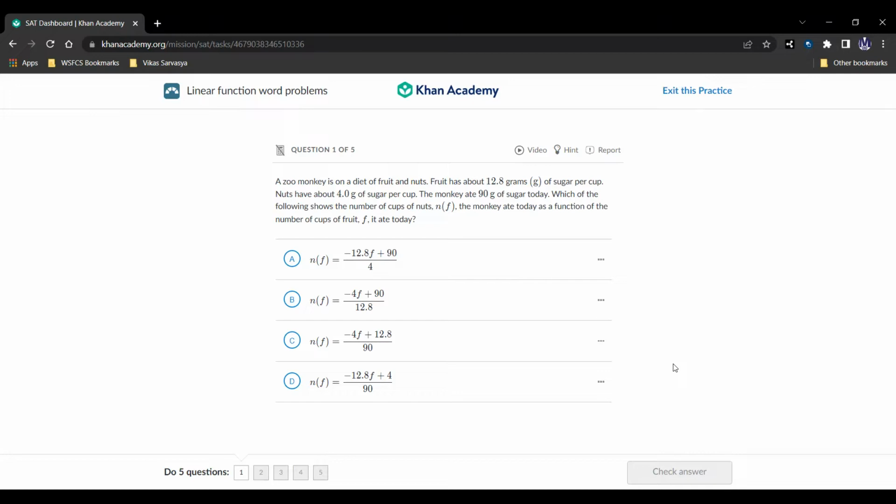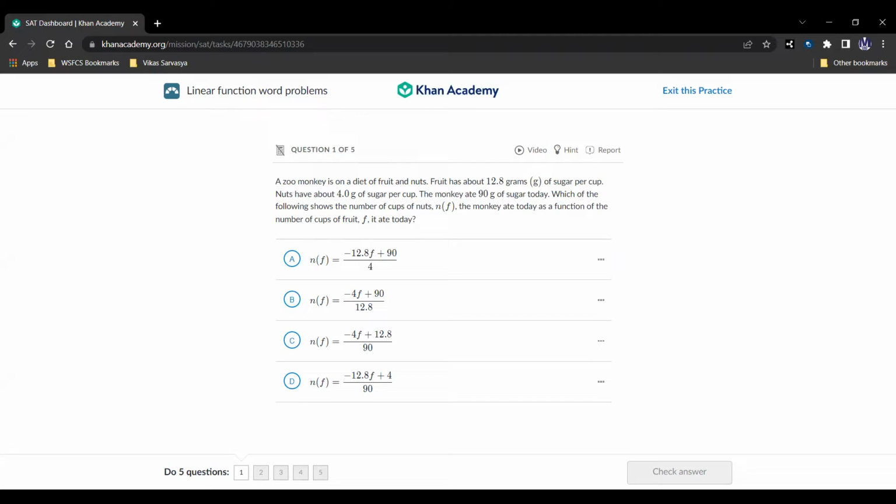Question number 1. A zoo monkey is on a diet of fruit and nuts. Fruit has around 12.8 grams of sugar per cup. Nuts have around 4.0 grams of sugar per cup. The monkey ate 90 grams of sugar today, and we're asked to find which of the following shows the cups of nuts the monkey ate today as a function of the number of cups of fruit it ate today.